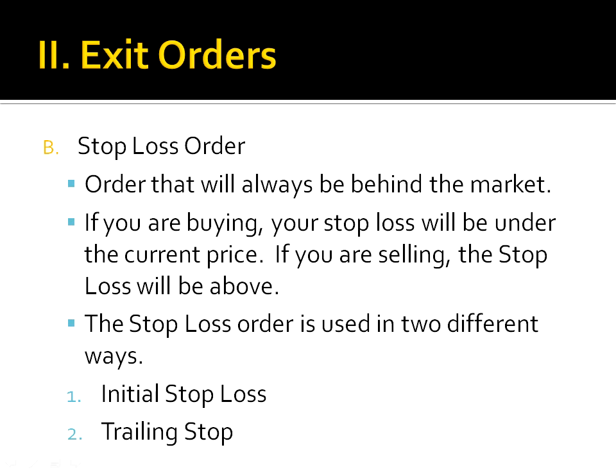A stop loss order is used in two different ways. You've got the initial stop, and then there's a trailing stop. The initial stop loss is the stop loss that you place when you get into a trade. The initial stop loss is going to limit how much that you can lose on the trade.